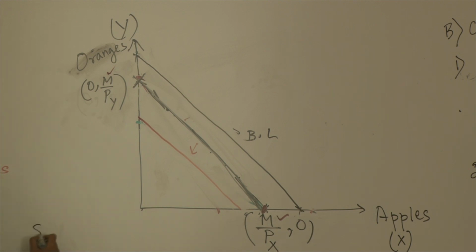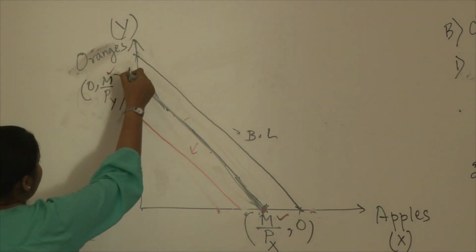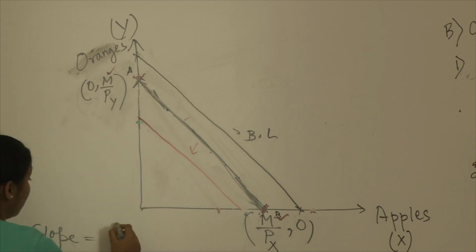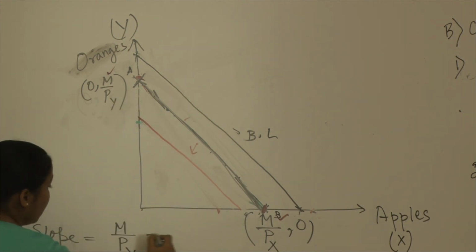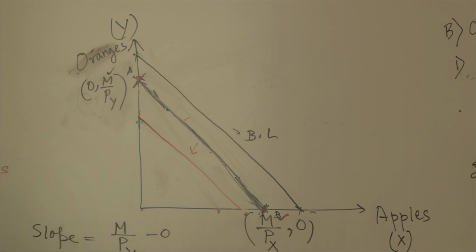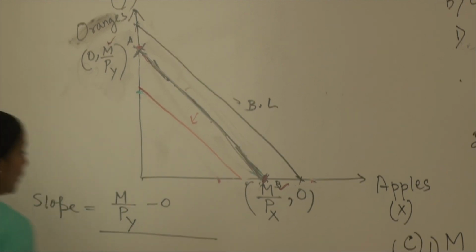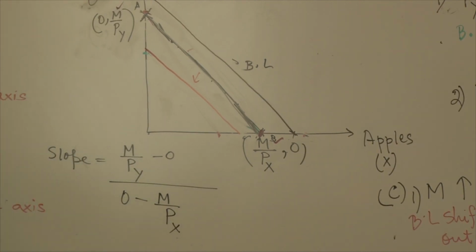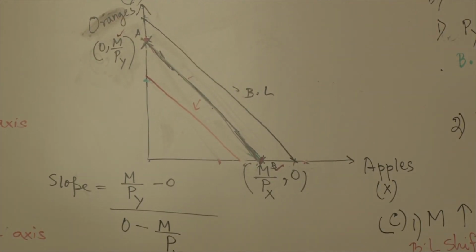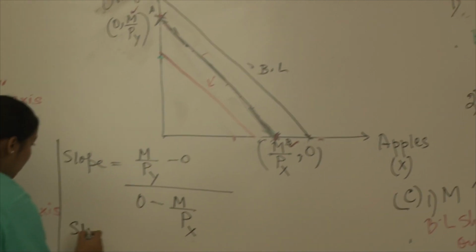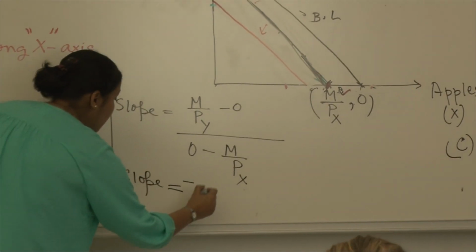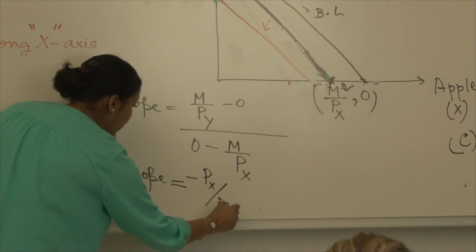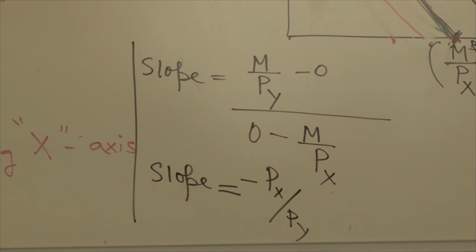How will you find it? The slope will be change in y. So, looking at these 2 points A and B, the change in y would be m divided by Py minus 0, right? Is everyone following? And divided by the change in x, that is 0 minus m by Px, isn't it? So, the slope of the budget line, if I simplify that, will come to minus Px divided by Py, right?